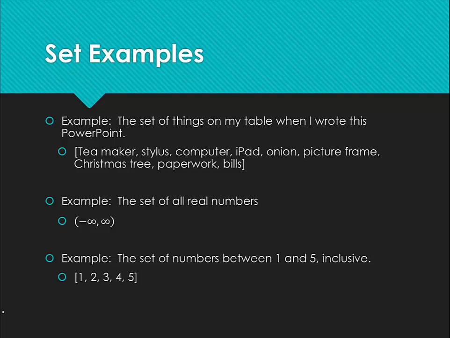Okay, so next example, the set of all real numbers will be from negative infinity to positive infinity. So every single number. Then set number 3, the set of numbers between 1 and 5, including 1 and 5. So 1, 2, 3, 4, and 5 is the set.